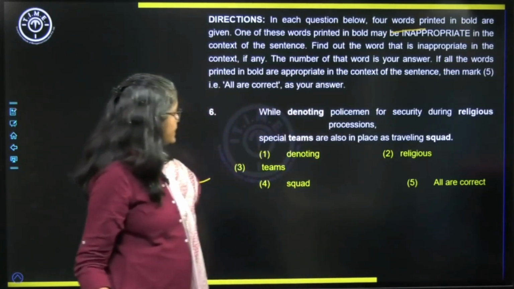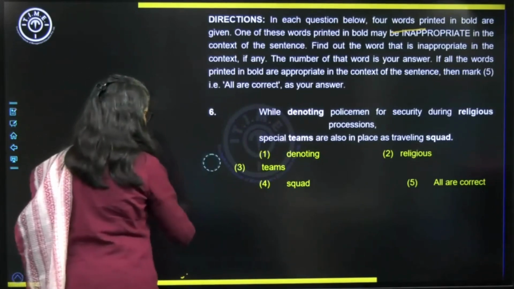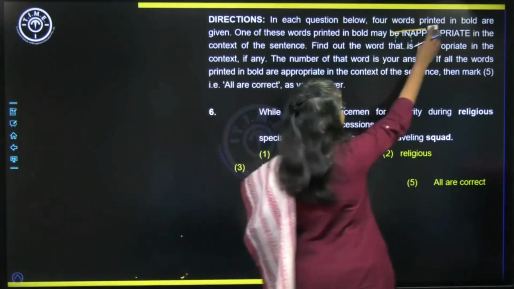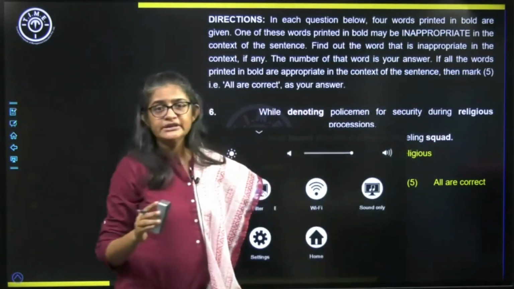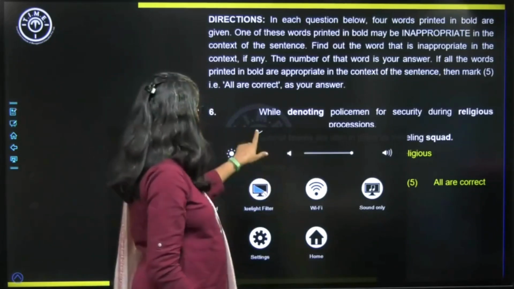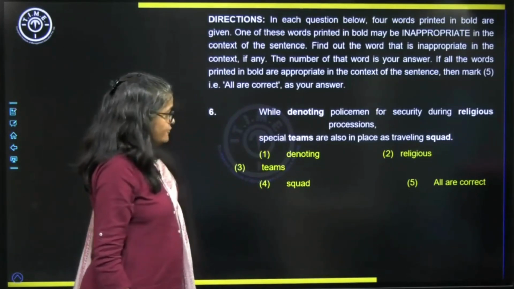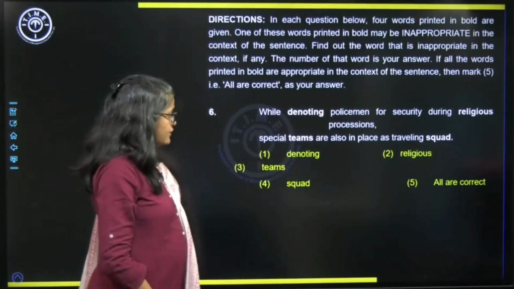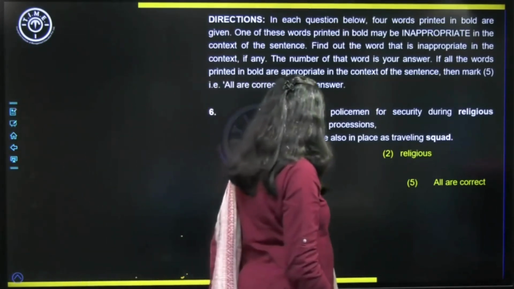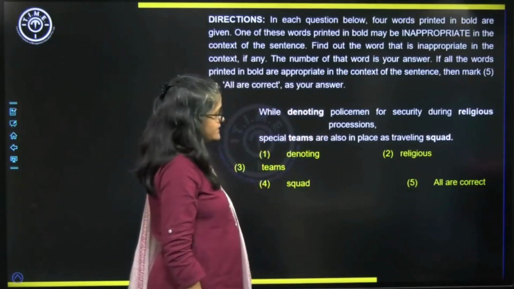Next, the same thing. It is the same thing, it's just that the words are given to you here. Earlier only the numbers, we had to pick the numbers. Here the words have been given to us. While denoting policemen for security during religious processions, special teams are also in place as traveling squad.